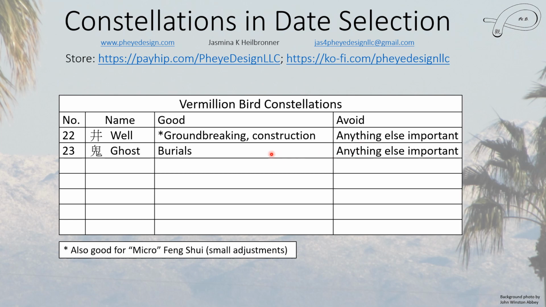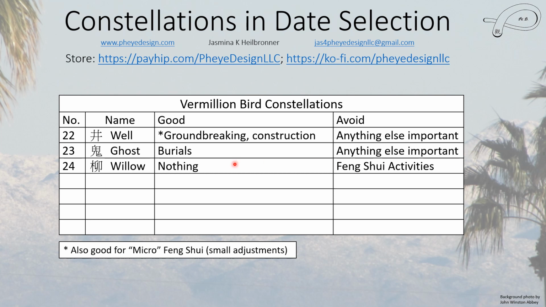And 23 is ghost, and it is good for burials, but basically nothing else. Of course, you can, again, do anything that you normally do. It's totally fine. It's just you don't do something important that is going to change your life.